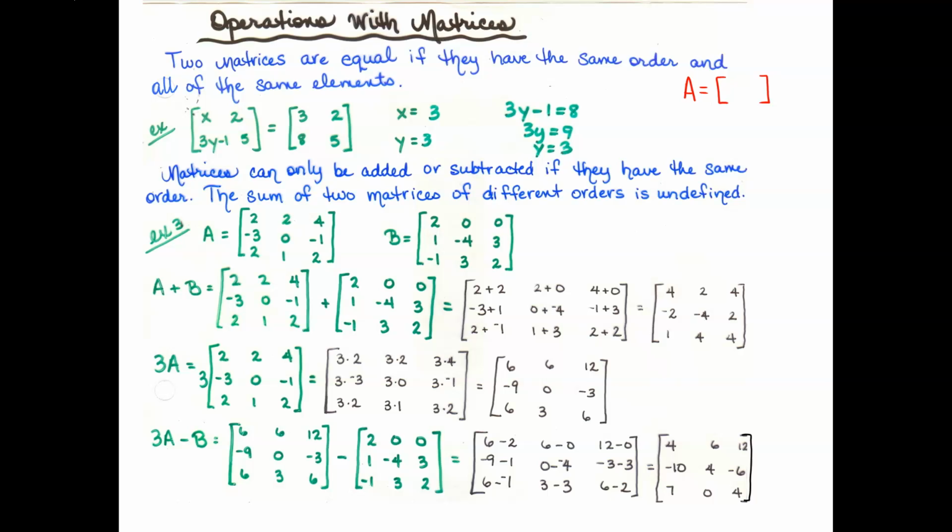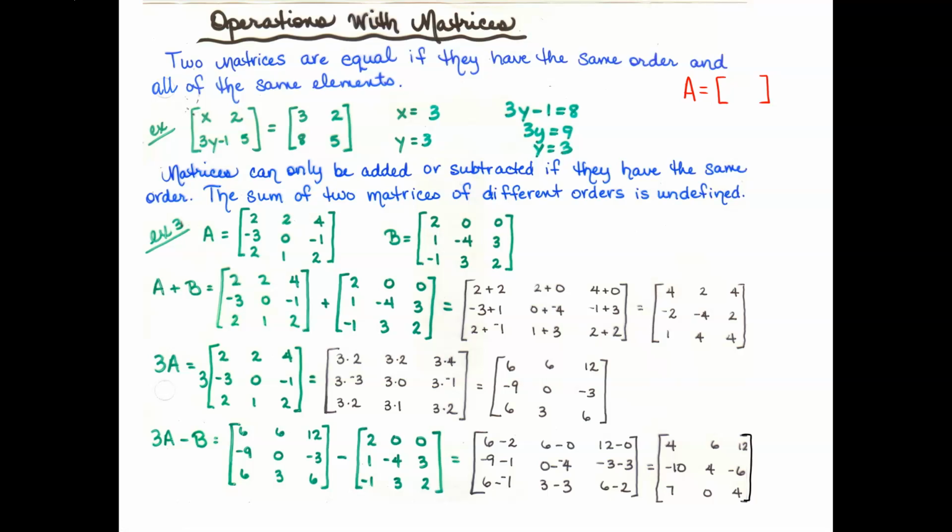All right. So we can add, subtract, matrix multiply, and scalar multiply with our matrices. Those are the operations that we want to look at. To begin with, 2 matrices are going to be equal to each other if they have the same order and all of the same elements, or all of the same entries.